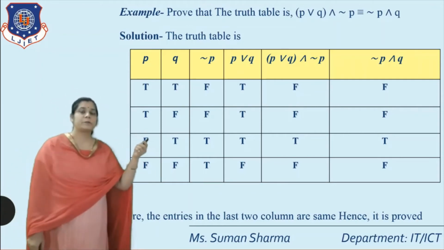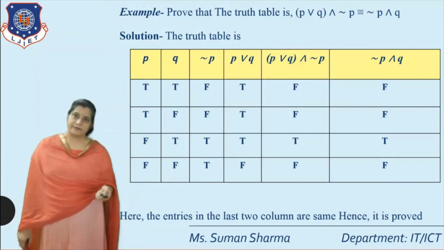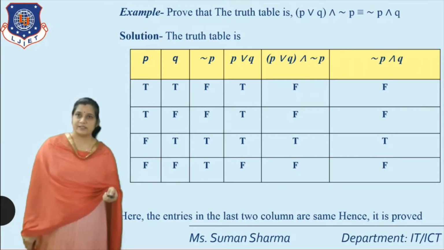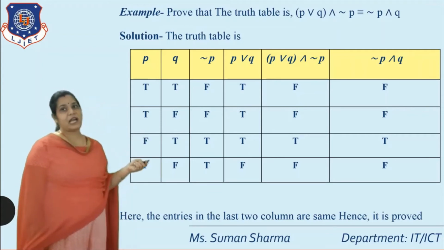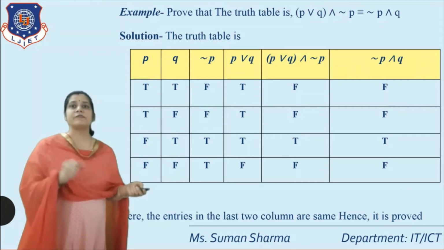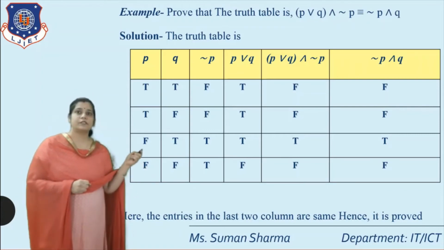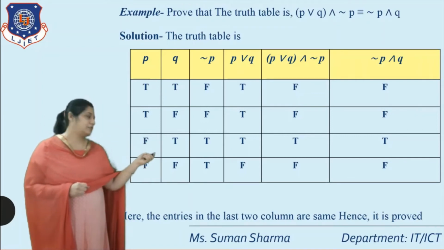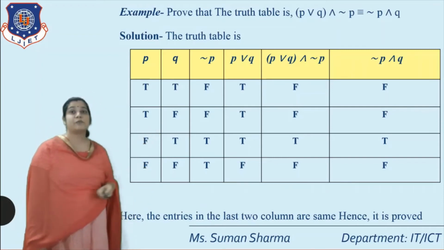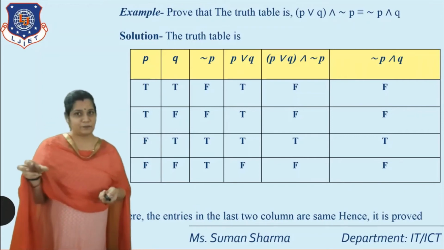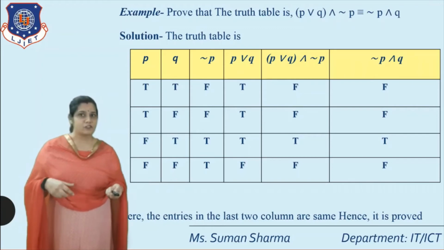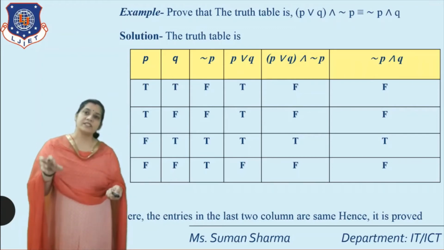First we make the truth table. We write P and Q. P is T, T, F, F. Q is T, F, T, F. Negation P is F, F, T, T. For P disjunction Q, if both statements are false we write false, and for all the remaining rows we write T. So T, T is T, T, F is T, F, T is T, and F, F is F. Next is P disjunction Q conjunction negation P. First we write the LHS column, because we are finding the equivalence. If the LHS and RHS have the same values, we can say that both statements are equivalent.